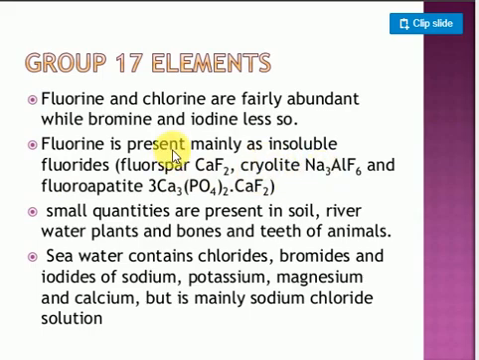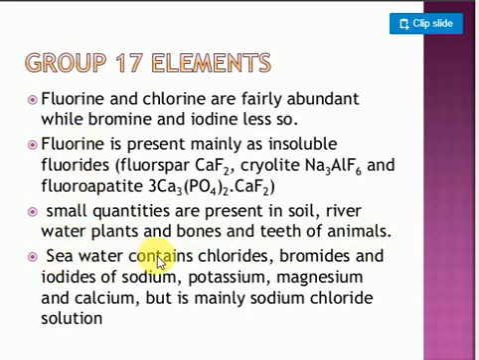Fluorine is also available in water and soil. You know where fluorosis comes from: traces of fluorine in water cause fluorosis, and teeth decay also takes place. Small quantities are present in soil, rivers, water, plants, and in the bones and teeth of animals. So that is fluorine.